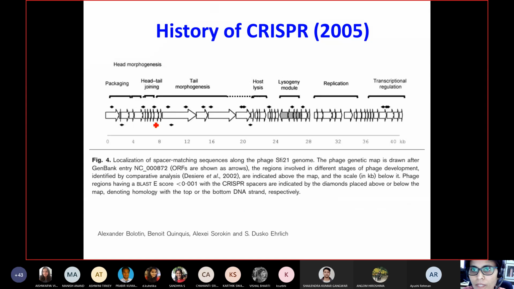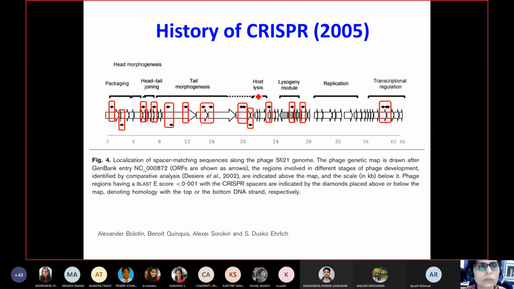This is the figure from the Bolotin paper. What you see here are spacer regions that have been taken from phages. So all the dots represent portions which have been taken from the phage genes. So these are acquired from the phages.